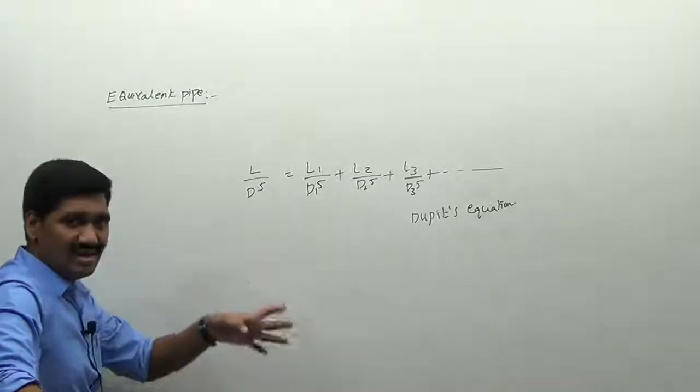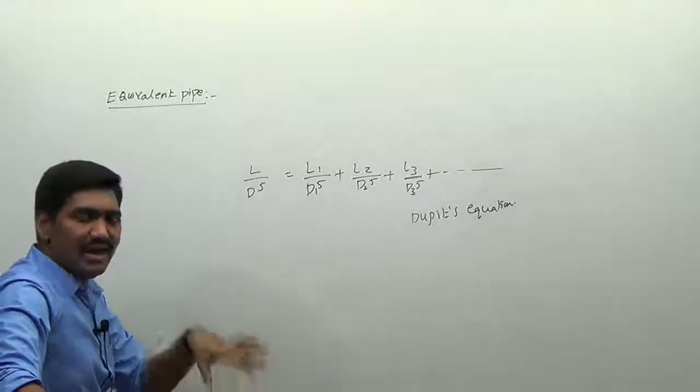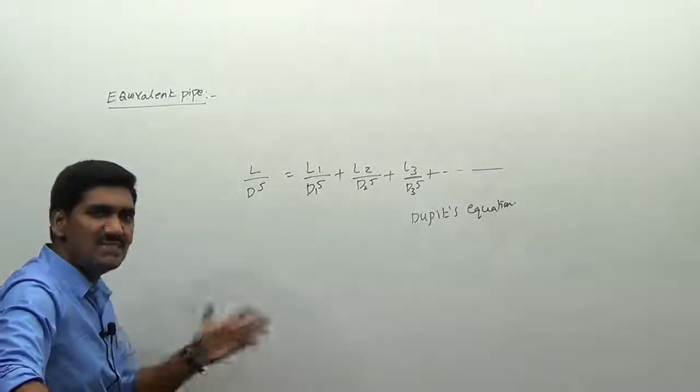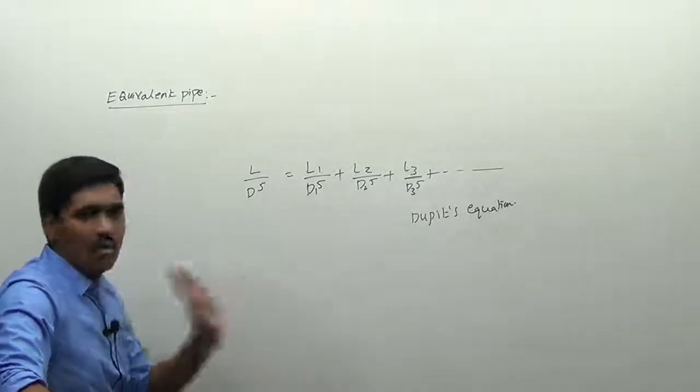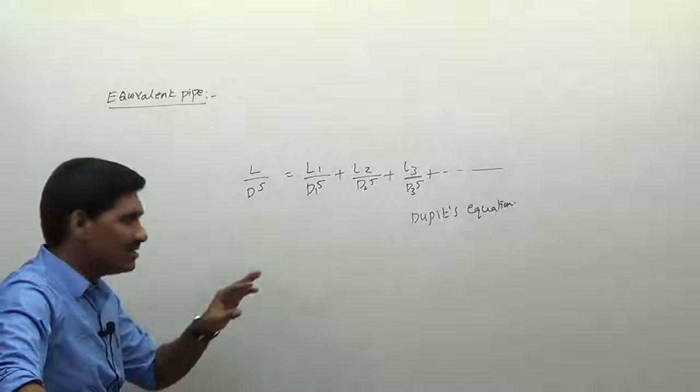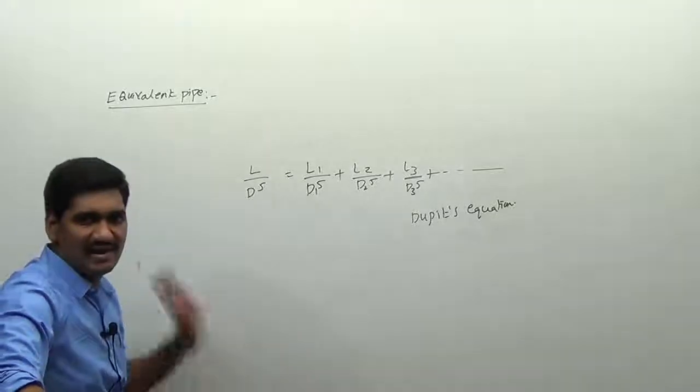Equivalent is not equal. Equal is different from equivalent. Equivalent in the sense it is having the same effect which is produced by the compound pipe. Equal is nothing but everything is the same.